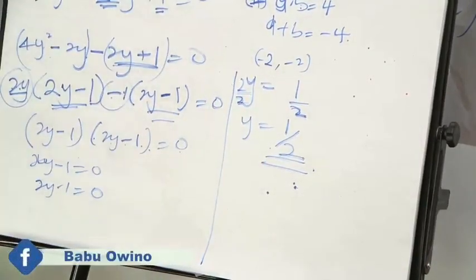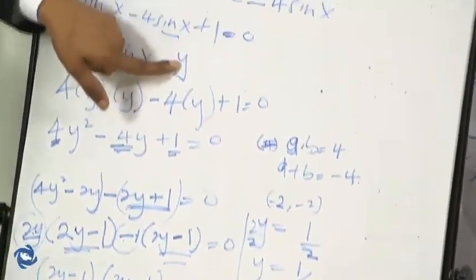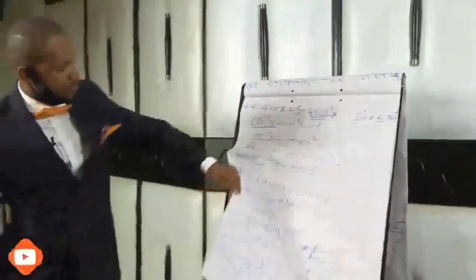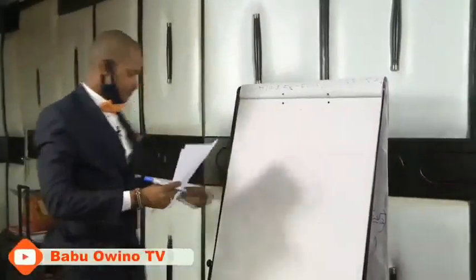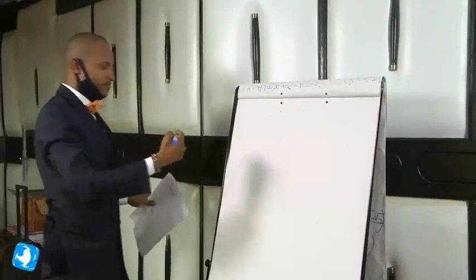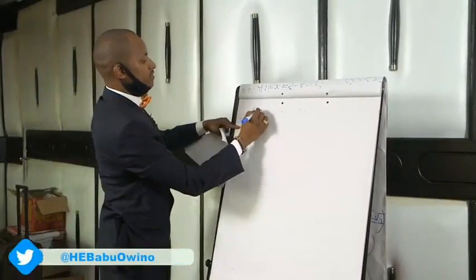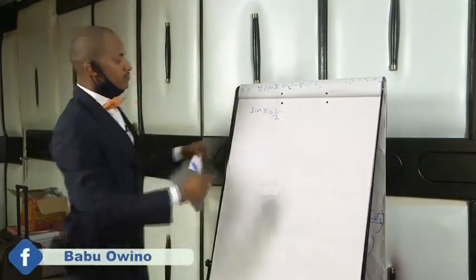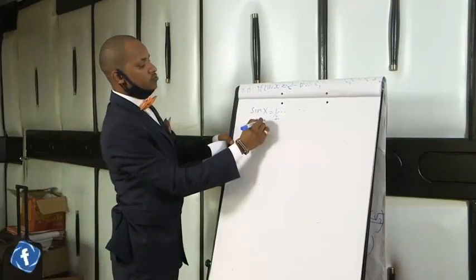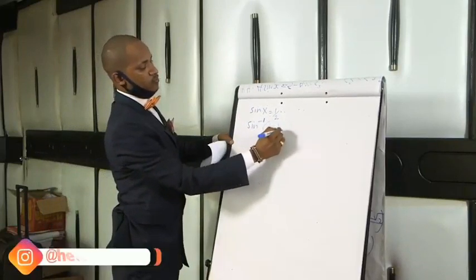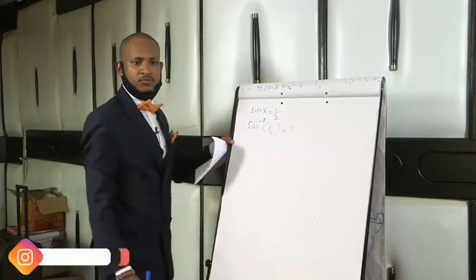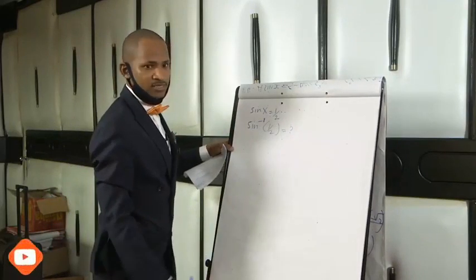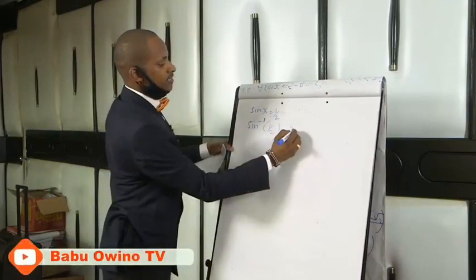Remember, we said sine x is equal to y. Therefore, at sine x, you replace it with a half. So you write sine x equals a half. We look for an angle whose sine equals a half. Which angle is that? From the mathematical book or from the calculator, that angle is 30 degrees.